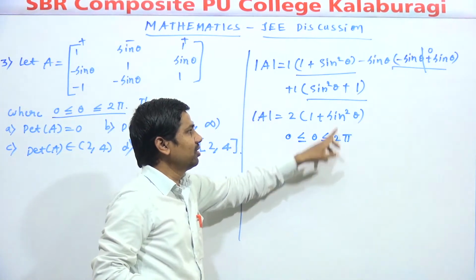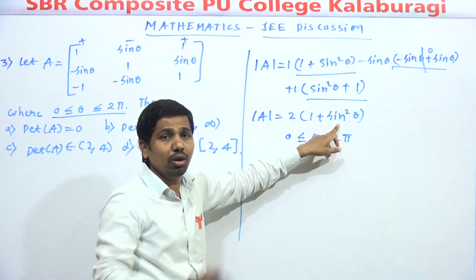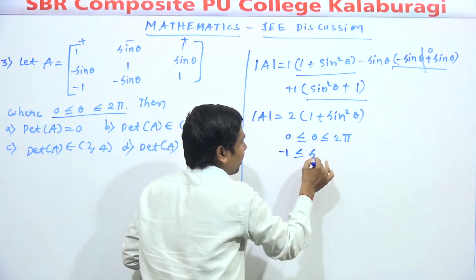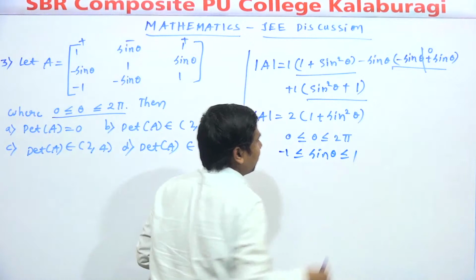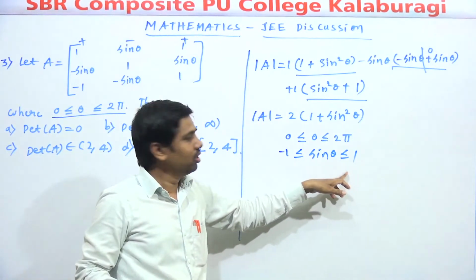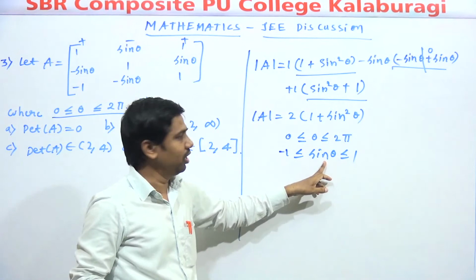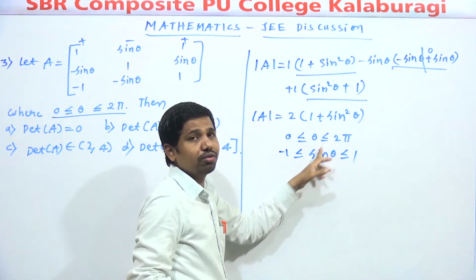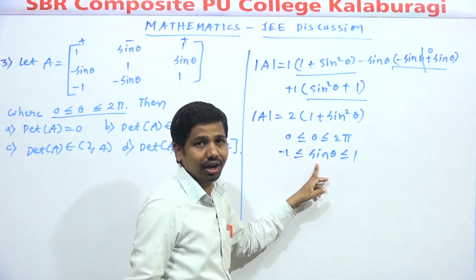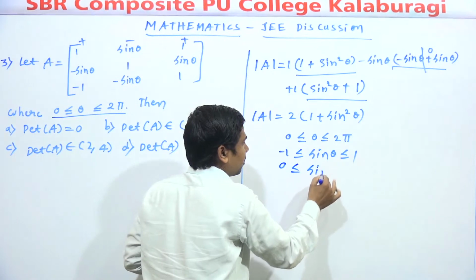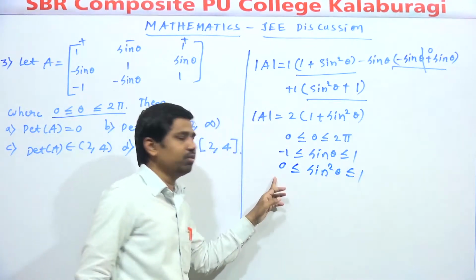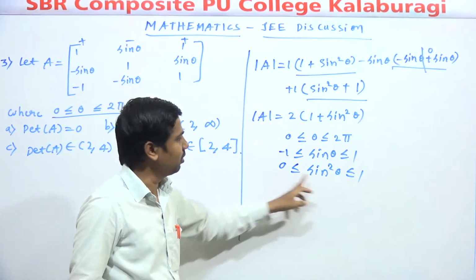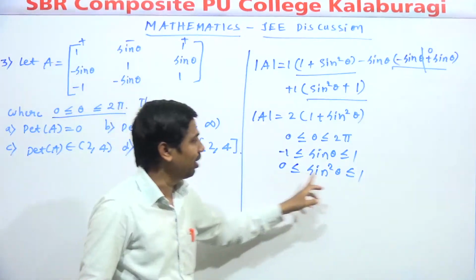So in this interval, what values can sin take? The range of sin is minus 1 to plus 1. So sin theta can take values from minus 1 to plus 1. If I square both sides, what is the range of sin square theta? The square of any number is not negative. So sin square theta lies from 0 to 1. The minimum value of sin square theta is 0 and the maximum is plus 1.